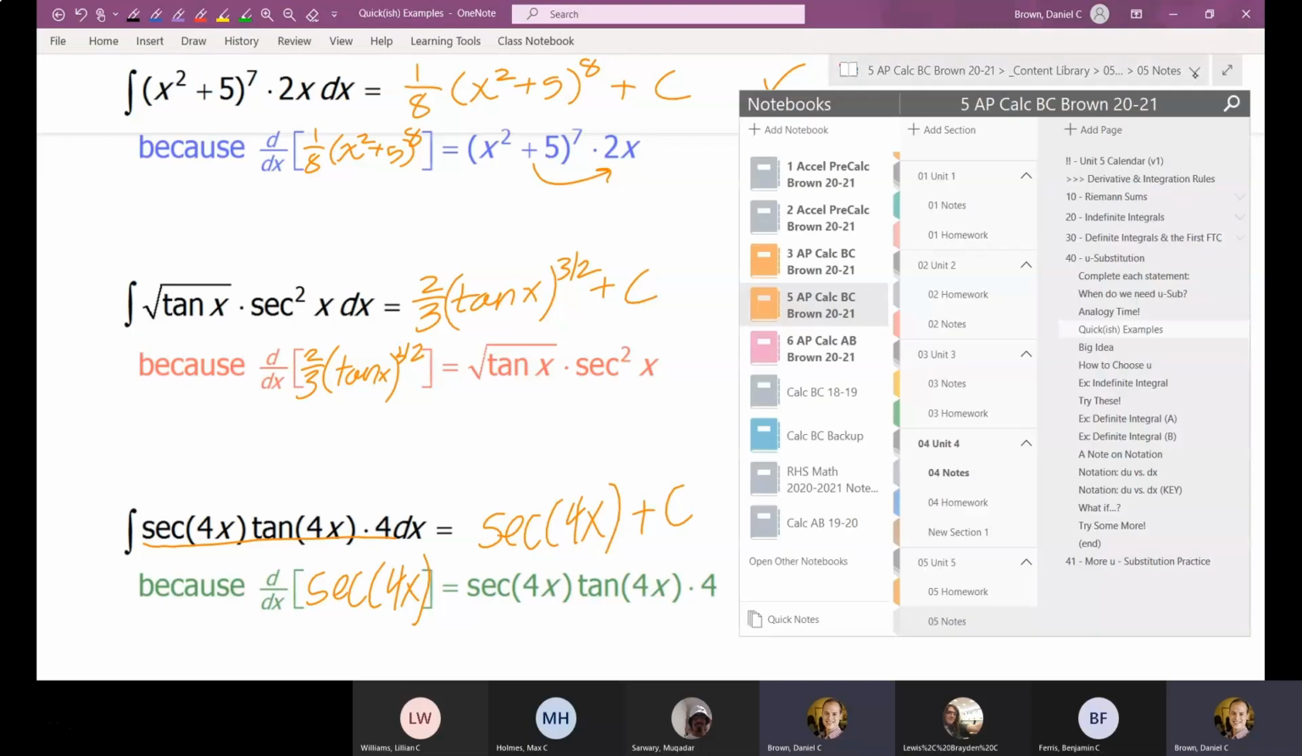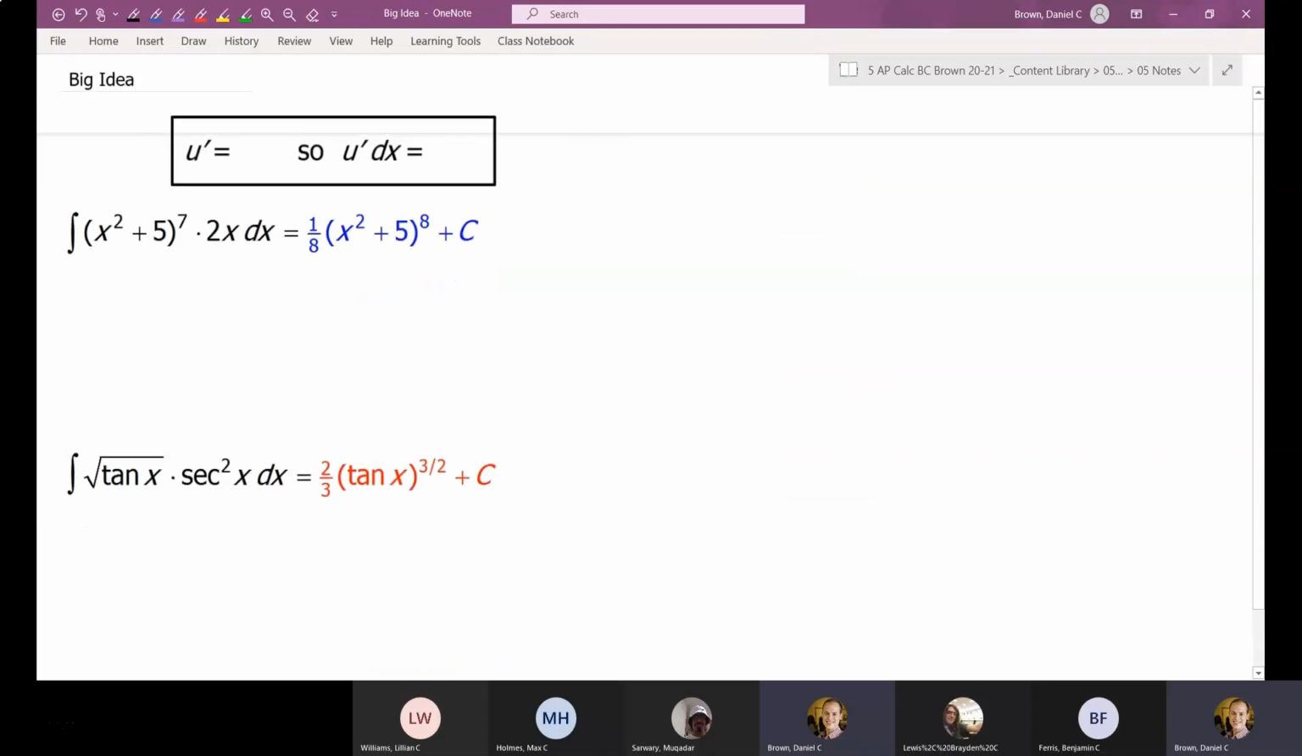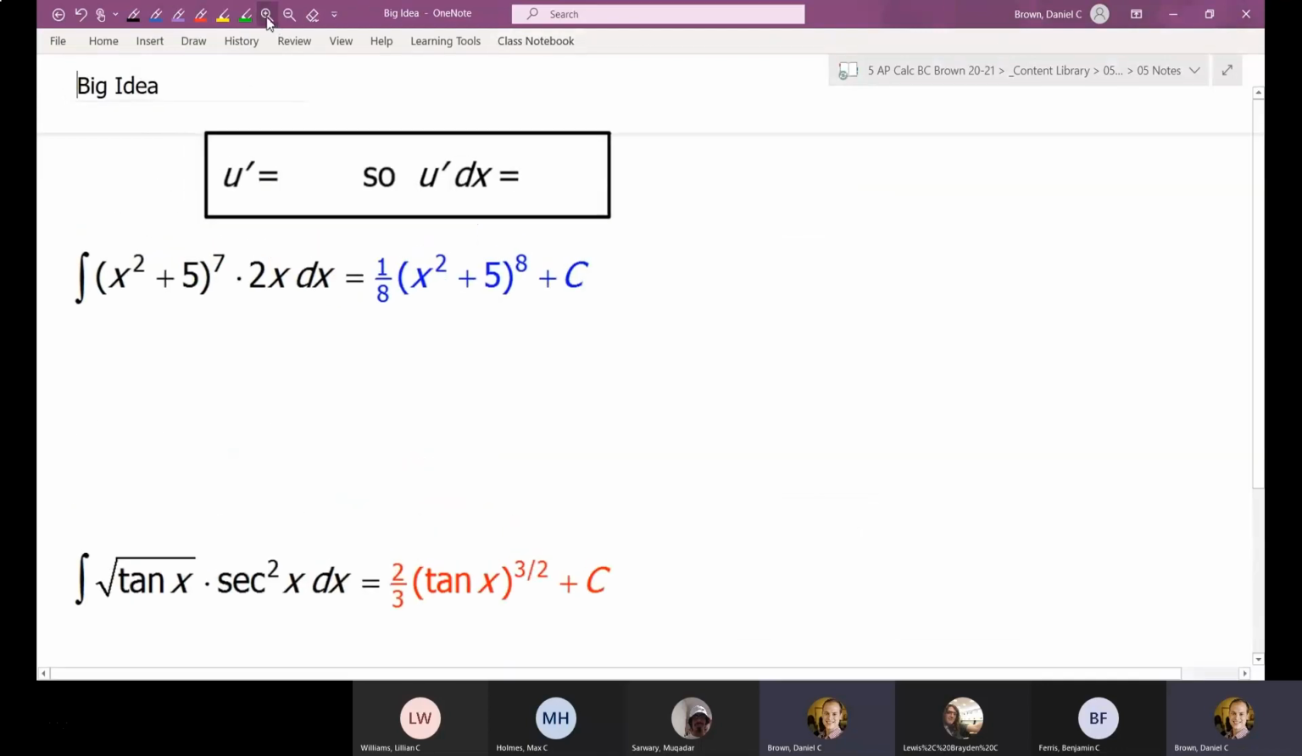So when we are doing U substitution, there's this kind of big idea that we want to look at. And the big idea comes from a way that we can rewrite what U prime is. It's called U substitution because we are basically substituting in a U. And what that U often represents is like the inside of something. So in calculus, U prime we know is the derivative of U basically.